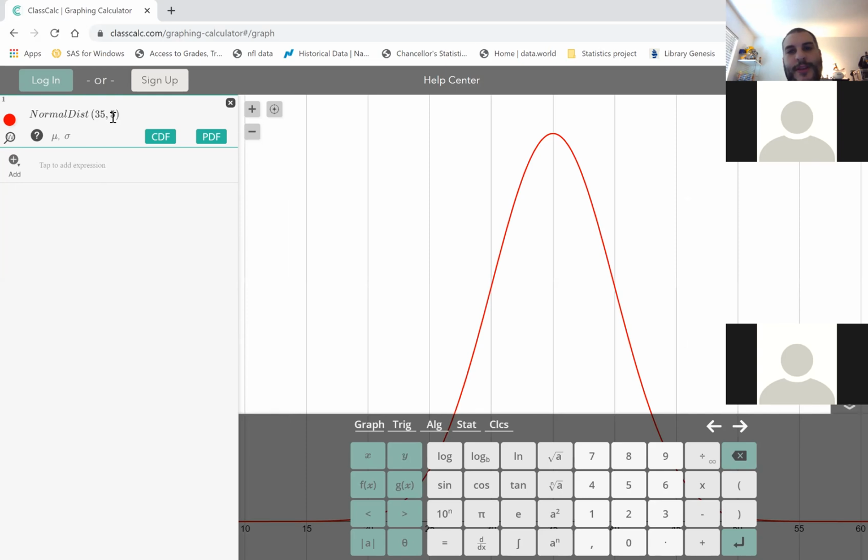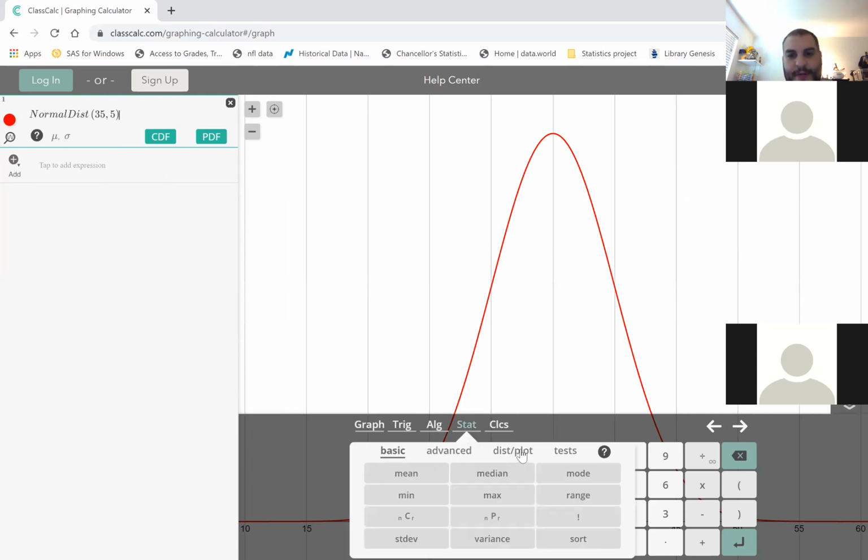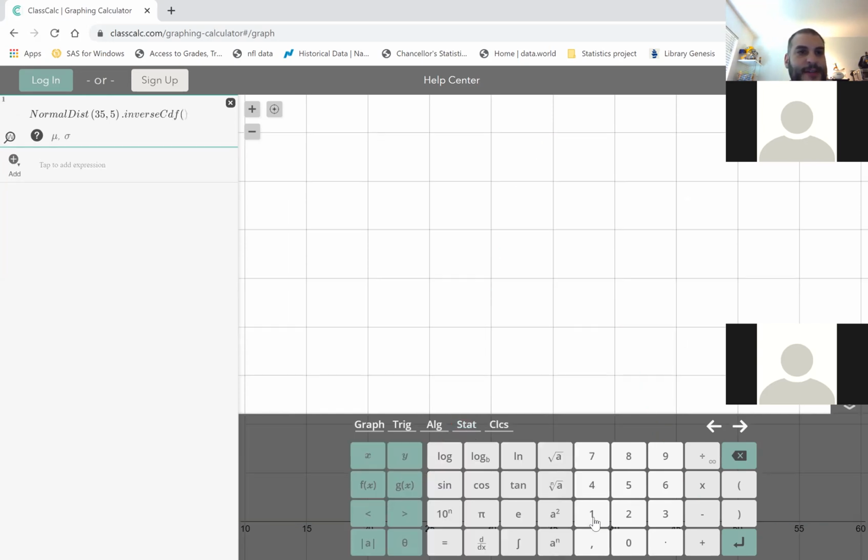Now I want to tell the calculator I want to find the x value that corresponds to a percentage. To do that, we're going to go again to stats, distribution/plot, and we're going to use the inverse CDF. So let's use the inverse CDF.